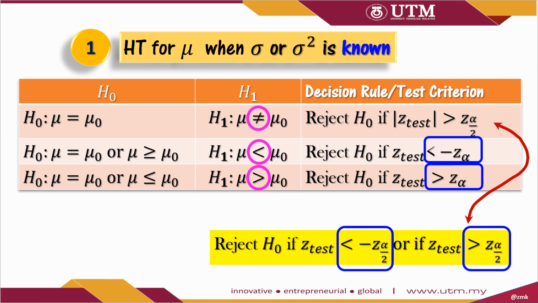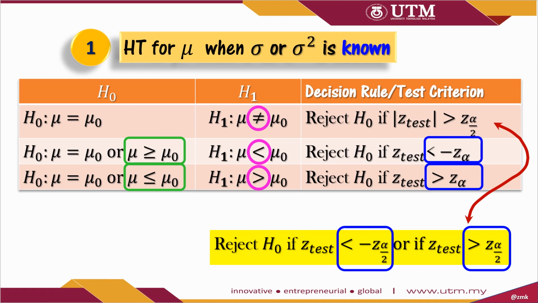Please also notice that under H naught for the second and third hypothesis tests, which are the left-sided alternative hypothesis test and the right-sided alternative hypothesis test, we have an equality sign under H naught. But we can also write mu being at least mu naught for a left-sided test, or mu being at most mu naught for a right-sided test. Both expressions still imply that the equality sign is still under H naught.